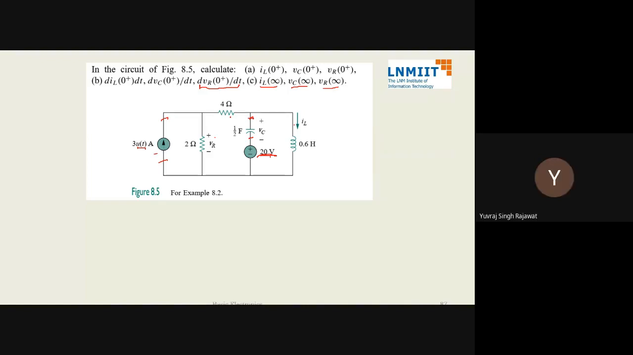Sir, IL must be 0. Sir, IL is 0. VR must also be 0. IL at 0 minus, you are saying 0. VR at 0 minus, you are saying 0. And what about VC? Sir, VC must be minus 20. Minus 20. Anyone else with any other answers?